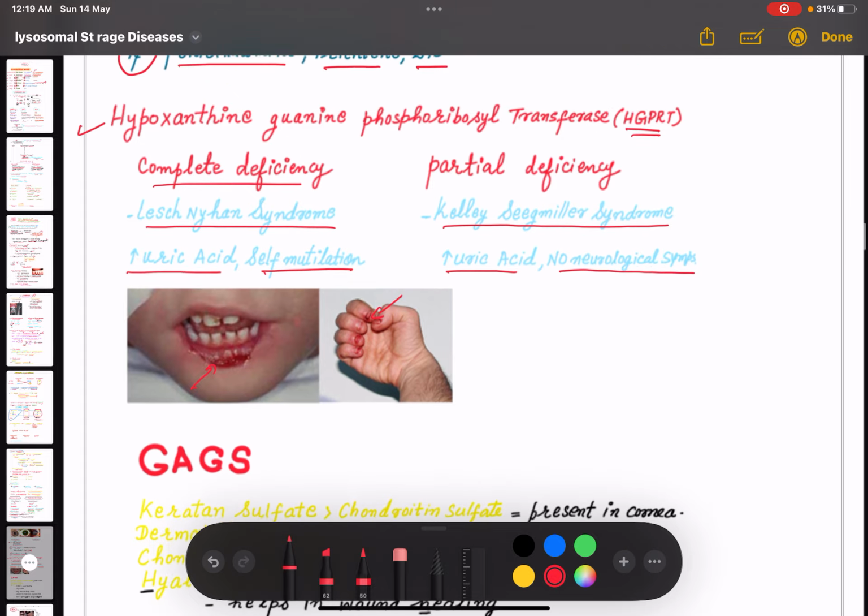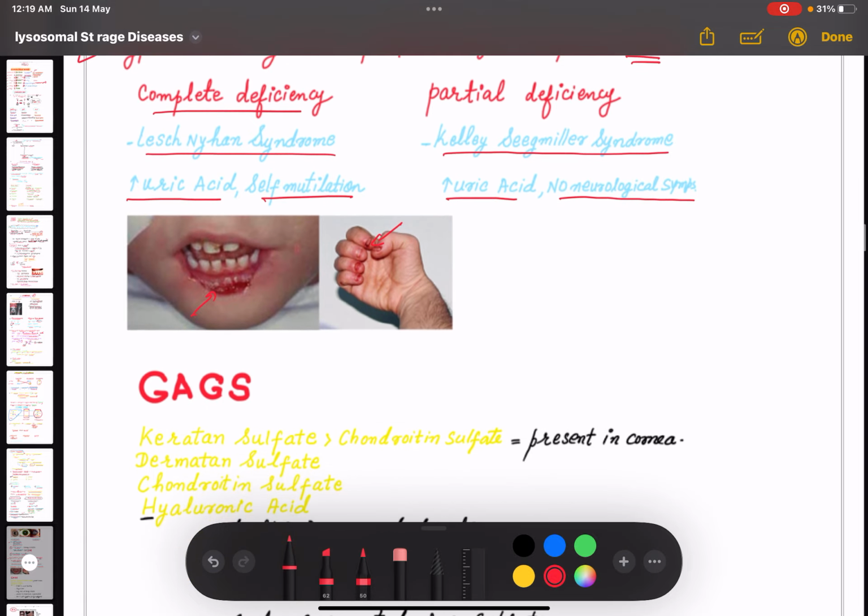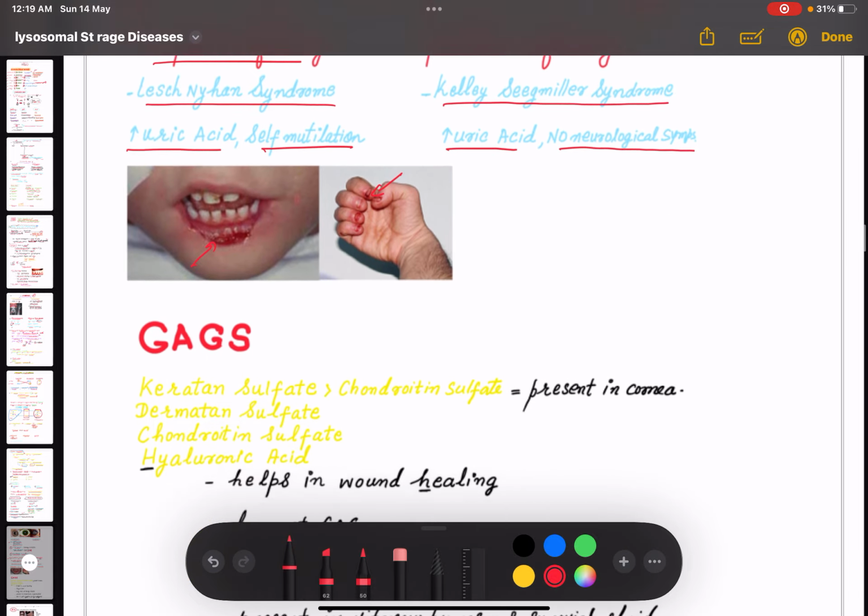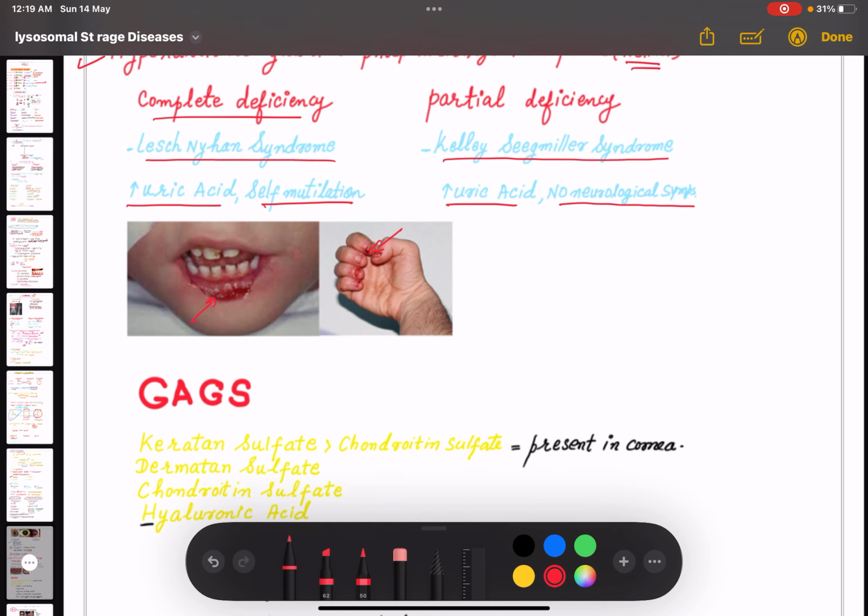You can see this lip biting, nail biting. Okay, this is a case of Lesch-Nyhan syndrome, and this image can be given in the exam. Mostly this question is asked.